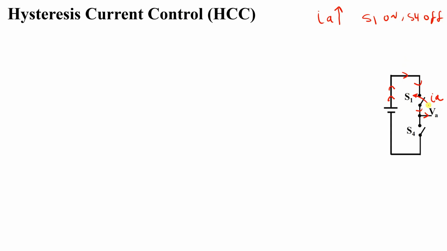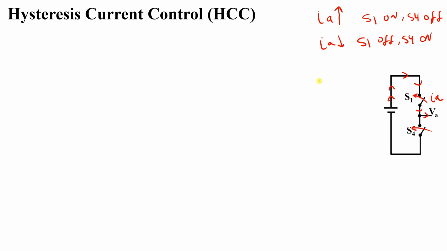Now what if I would like to make IA less? By logic, you will connect S4, or connect it to the negative of the supply, right? So S1 is off and S4 is on. Okay. However, the question is, when do we switch on and off? At any given error or at a certain error?